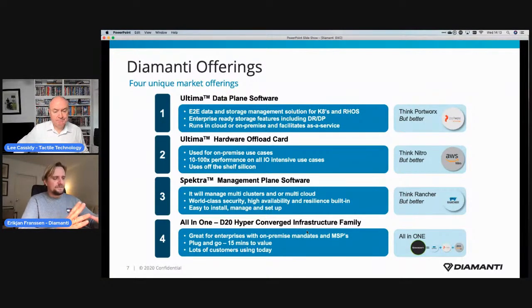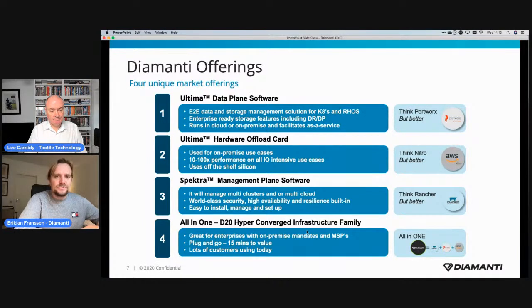Yeah. And what we're coming out with is effectively a single card that you can plug into any piece of x86 standard infrastructure. So it doesn't need to be dedicated hardware built for Diamanti. You can plug it in and start benefiting from the offload capability, because it will have built-in NVMe storage, built-in network offload, and built-in storage offload.